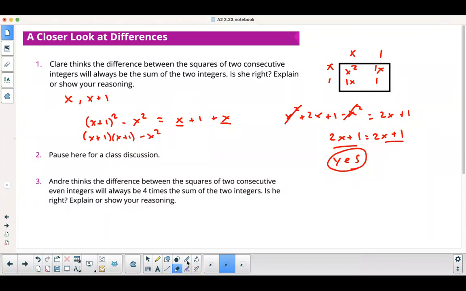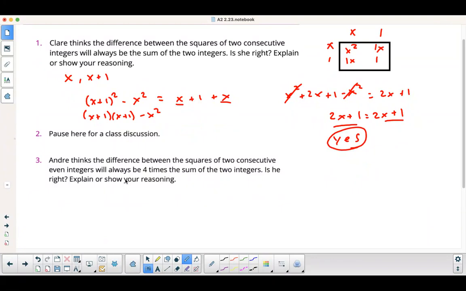All right, if I go down here to number 3, let's see if this one would work. Andre thinks the difference between the squares of 2 consecutive even integers will always be 4 times the sum of the 2 integers. Is he right? Explain or show your reasoning. So even integers or odd, your first one's going to be x, your next one's going to be x plus 2.